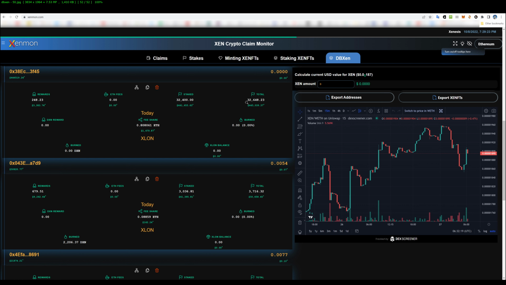I saw another one who has 28,000 at the moment, and here's the guy who burned for some Exlon, burned the XM for, and he has 3,700 DXN staked. So yeah, I think we came to the end.